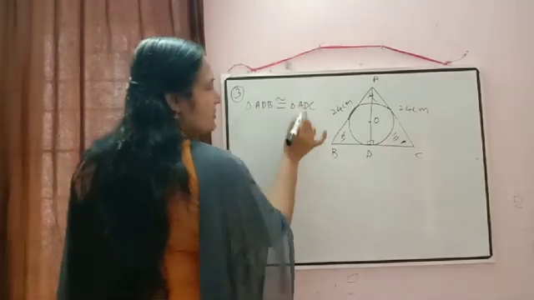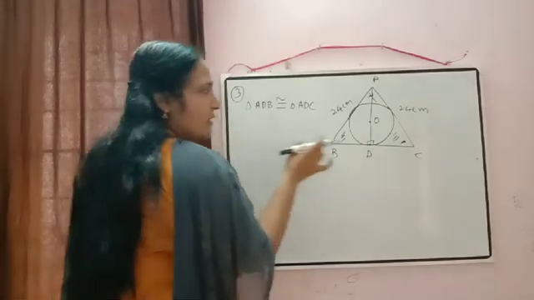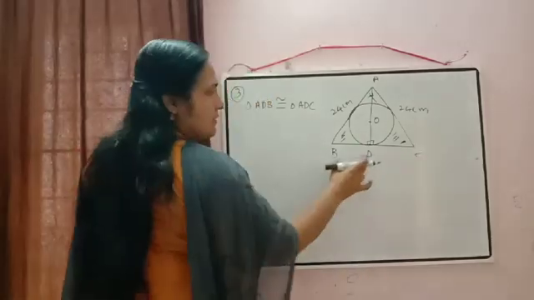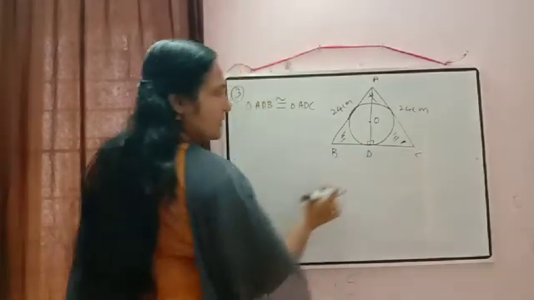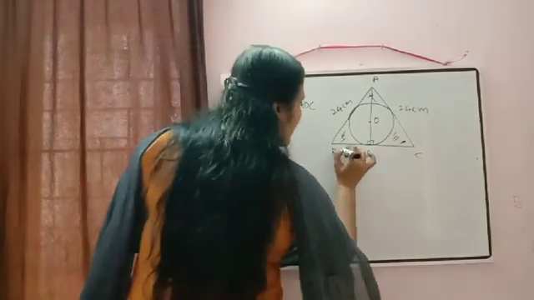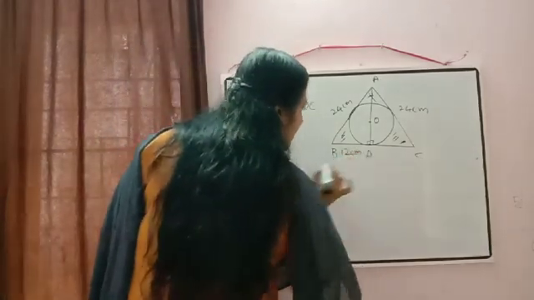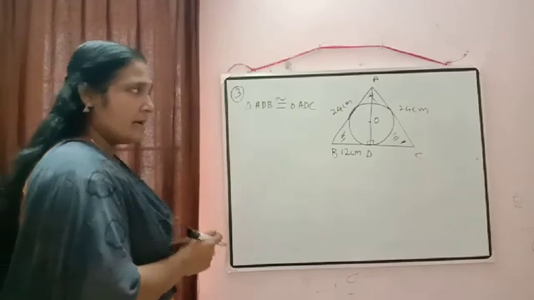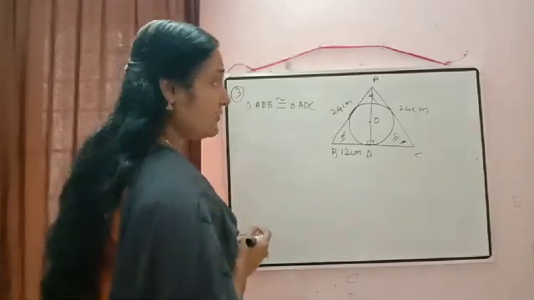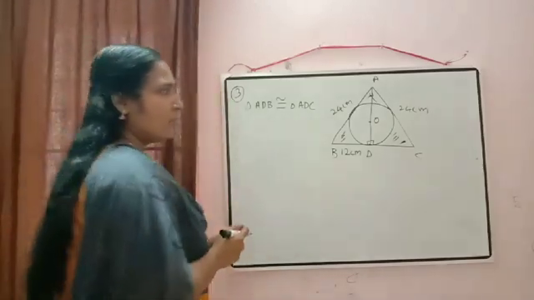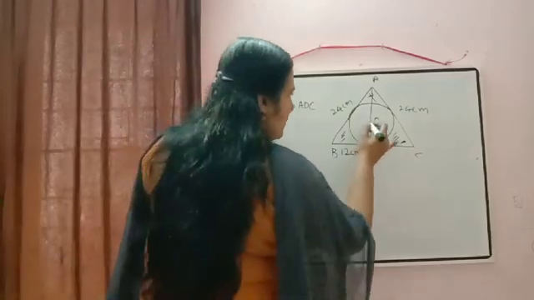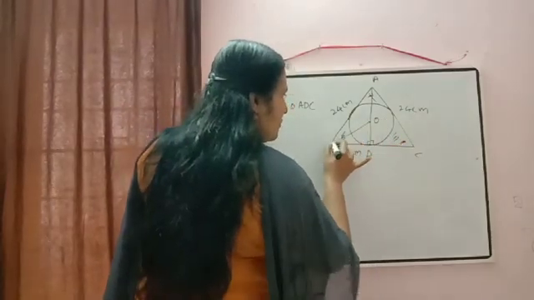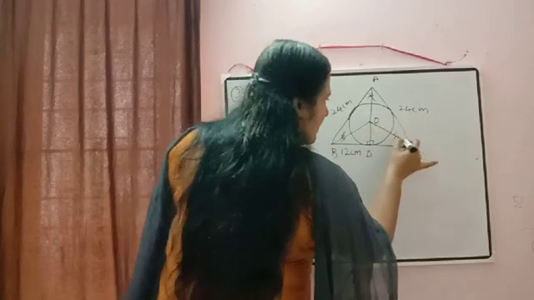So if these two triangles are congruent, corresponding parts will be equal. So BD will be equal to DC. Then how much BD will come? Yes, BD will be equal to 12 centimeter. Now what we need? We need the radius. Now to get the radius, what we will do? We will join here OB and OC.